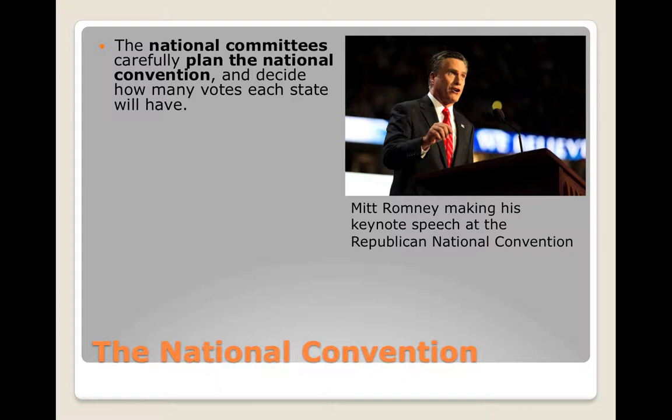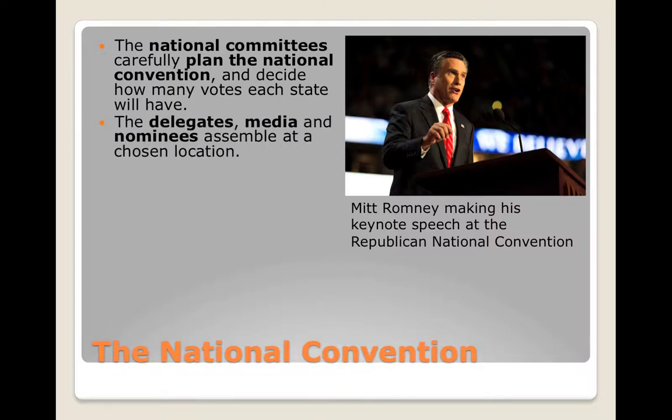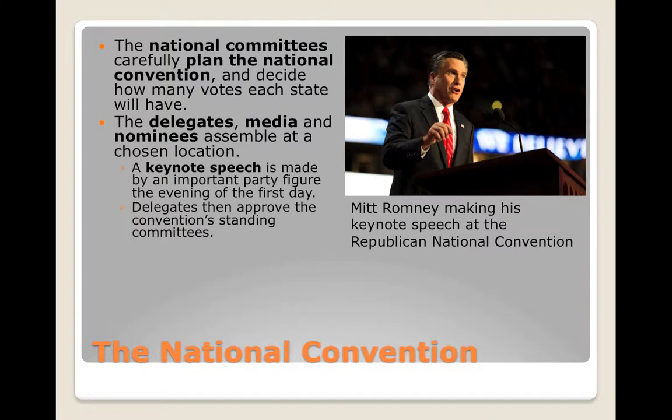The national committees carefully plan the National Convention and decide how many votes each state will have. Delegates, media, and nominees assemble at a chosen location. A keynote speech is made by an important party figure the evening of the first day. Delegates then approve the convention's standing committees. Frequently, there is little doubt or suspense regarding who will be the nominee.